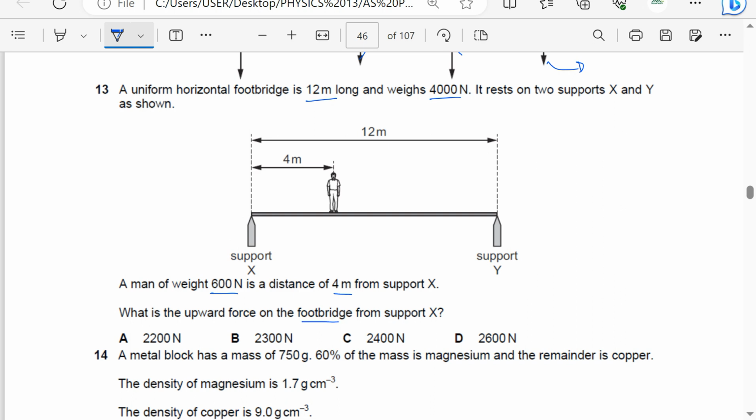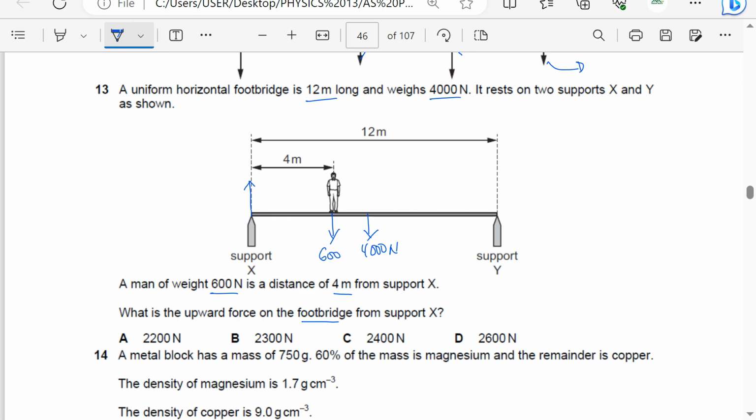Upward force on the footbridge from support X. So we want the force here. So since we want the force there, I will take moments about position Y. So there's the weight of this man. Then there is the weight of the bridge; it is uniform, so its weight acts at the center. So this is 4,000 newtons. That's the weight of the bridge.